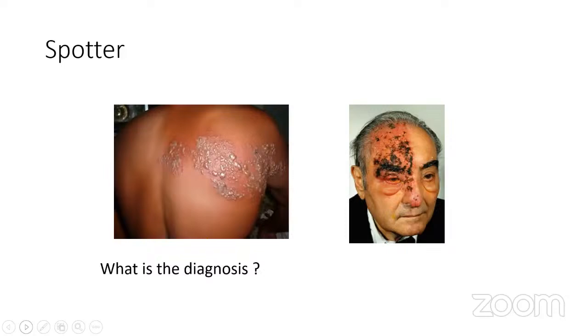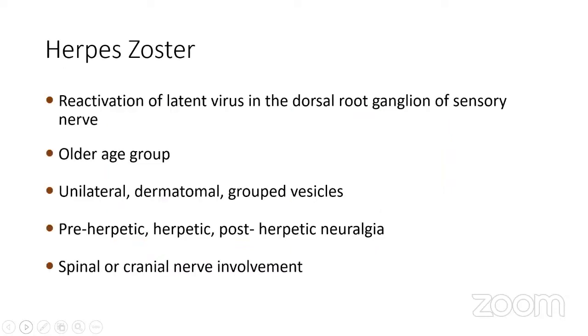Okay, this is a spotter. As you can see, only 1 dermatome is involved. So this is herpes zoster. What is herpes zoster? It is reactivation of the latent virus in the dorsal root ganglion of the sensory nerve. It is mostly seen in the older age group, with unilateral dermatomal grouped vesicles. There are 3 stages: prodromal, acute, and postherpetic neuralgia.